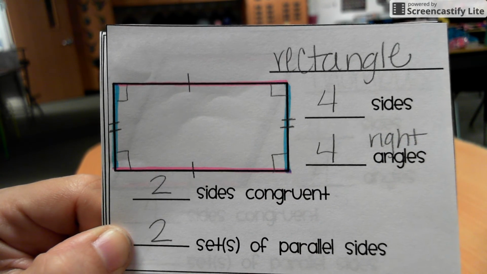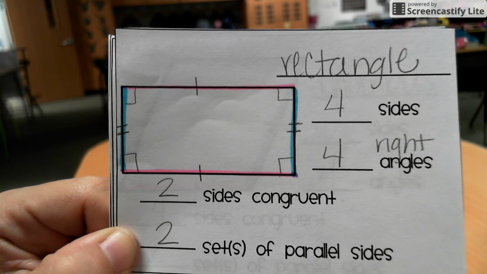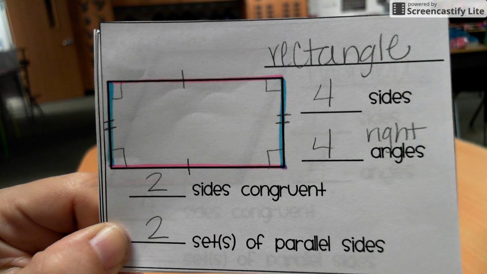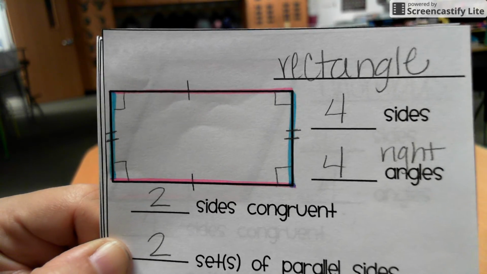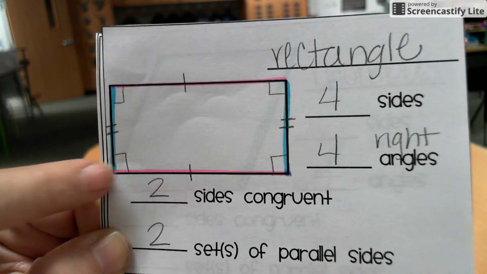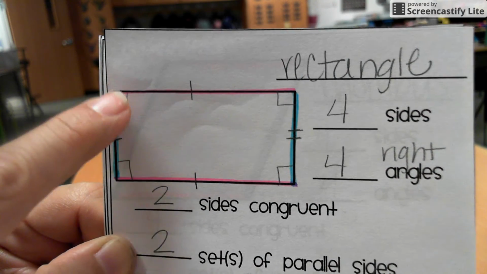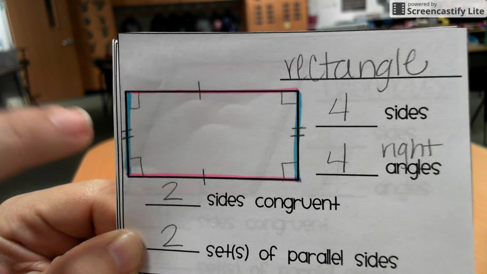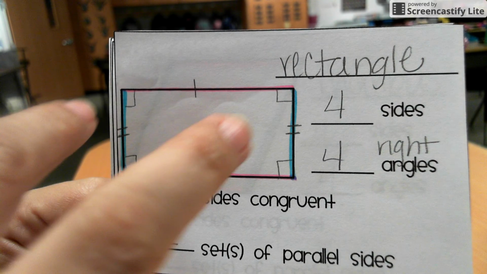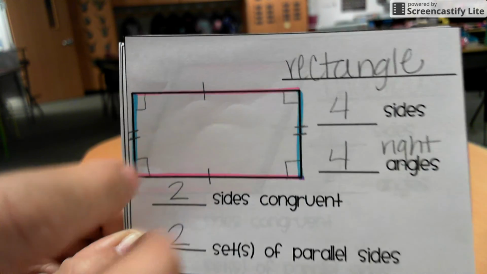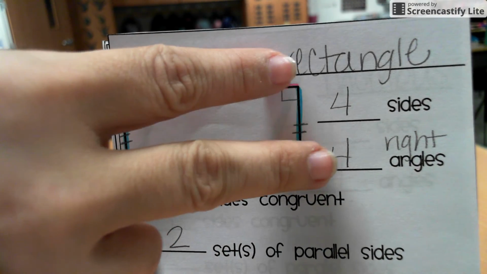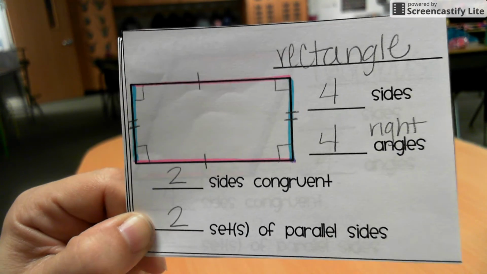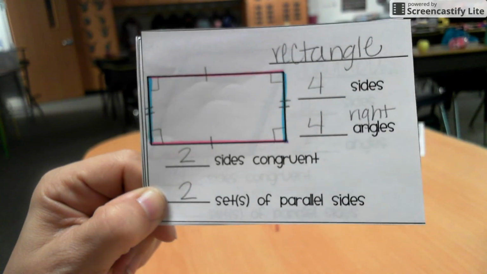For rectangle, rectangles have 4 sides because they are quadrilaterals. They have 4 right angles, so I want you to go ahead and put the perfect square right angles in, so pause if you need to. They have 2 sets of sides that are congruent. The top is congruent to the bottom, so remember that means same size. And then the left and the right are the same size, so they would be the same length. So if this length was 4, then this length would be 4. That's what they mean by congruent.